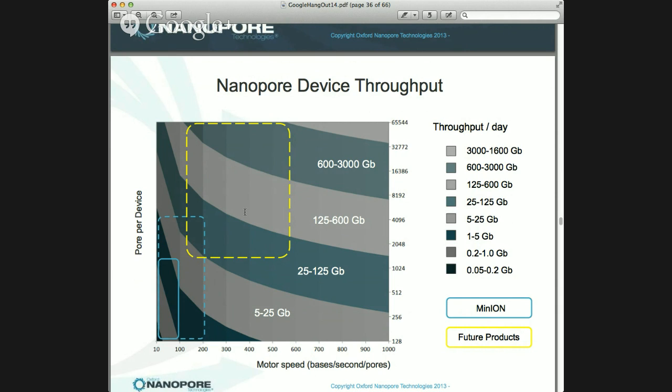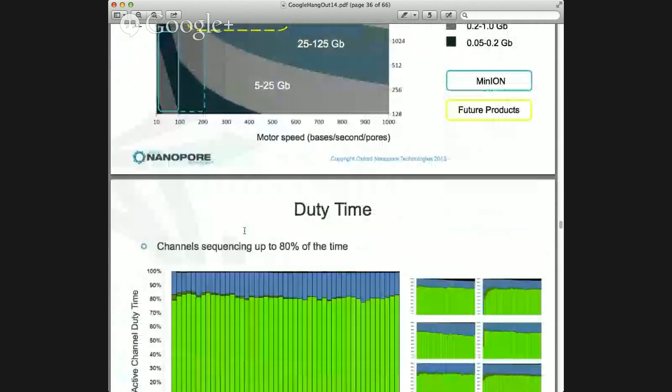A surprise bonus to us was that we can make the chips very long-lived. We can actually make quite long runs that give quite large amounts of data. So there's upside also in terms of the chip lifetime.